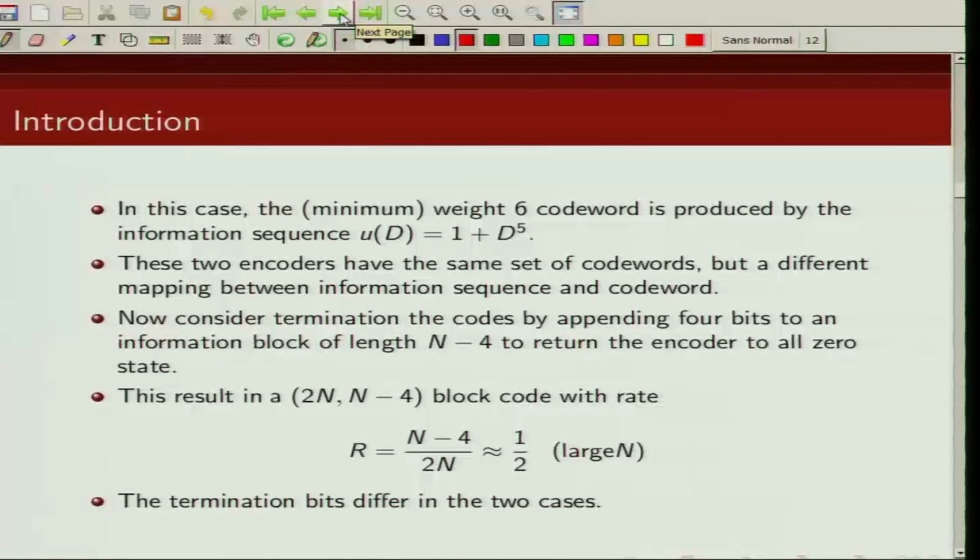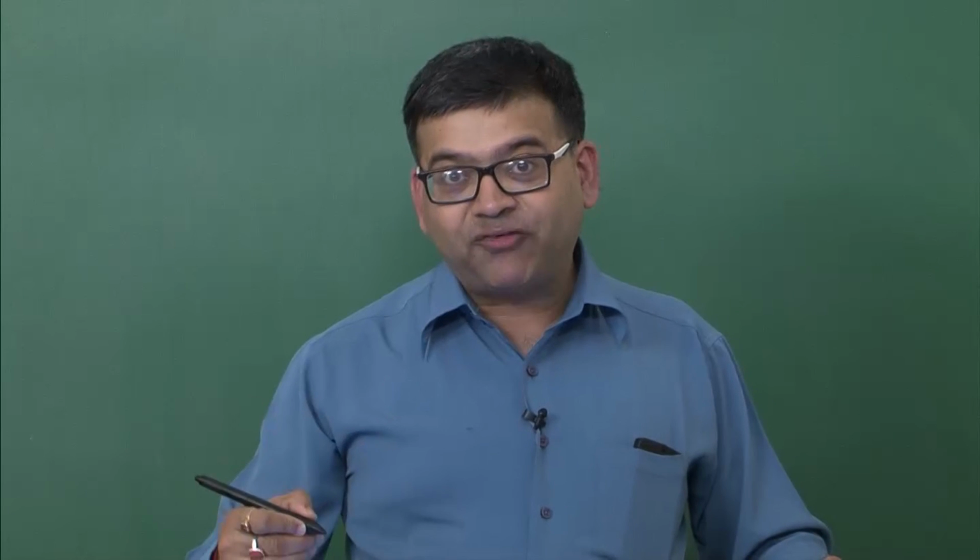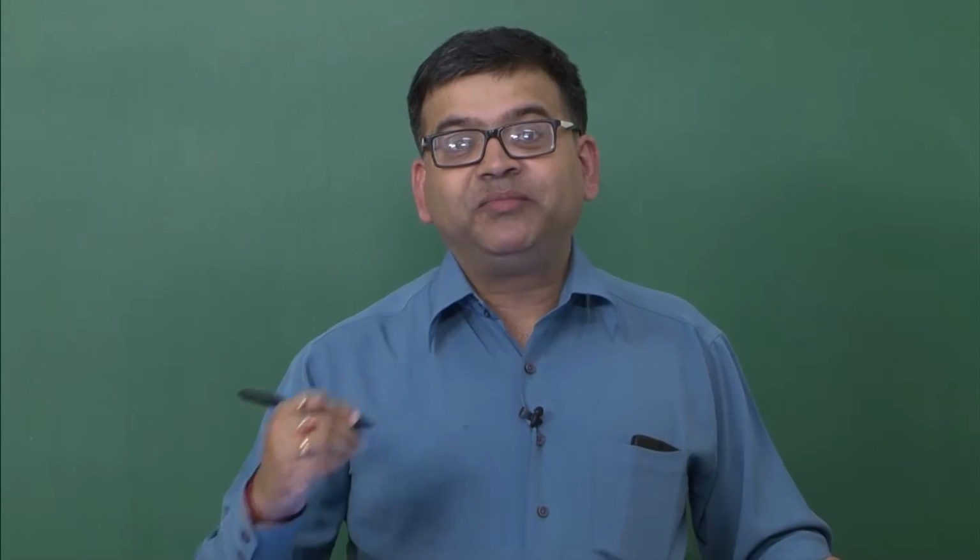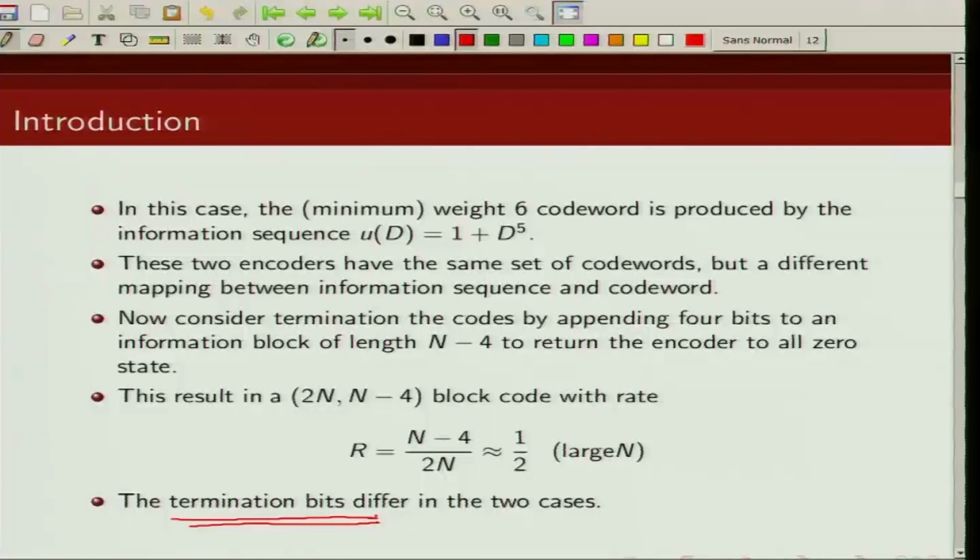Now please note that the termination bits depend on the type of encoder that we are using. So the termination bits that we will use for the feedback encoders are different from the termination bits that we will be using for a feed forward encoder.